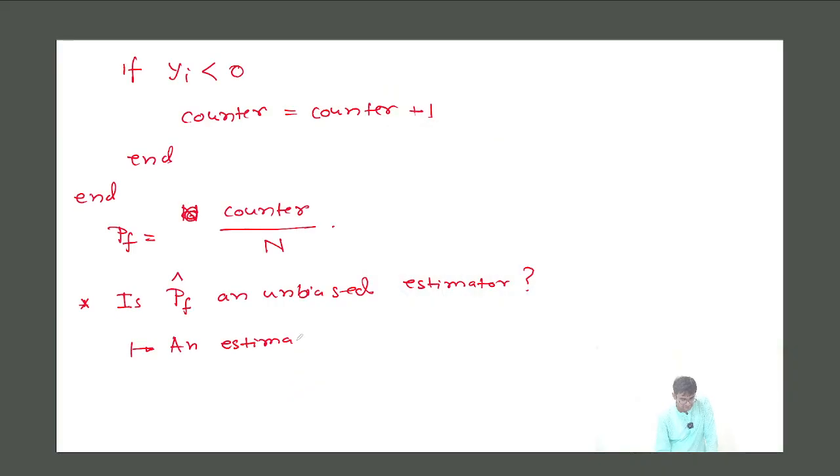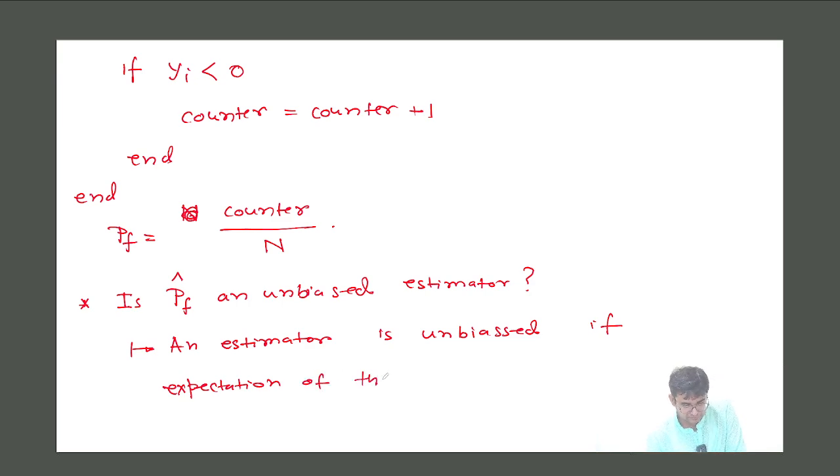Okay, so coming back. An estimator is unbiased if expectation of the estimator is equal to the quantity we are trying to estimate.